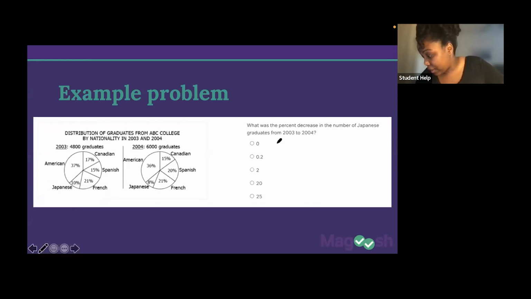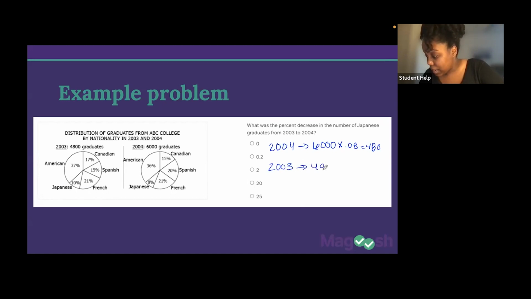All right, so I won't do all the math again, but we said 2004 was 6,000 times 0.08, and we determined that was 480. I did it mentally. If you can't do that mentally or if that doesn't come naturally, please feel free to use your calculator. And then in 2003, there were 4,800 students total times 1.0, and that's 4,800. So there was no change.